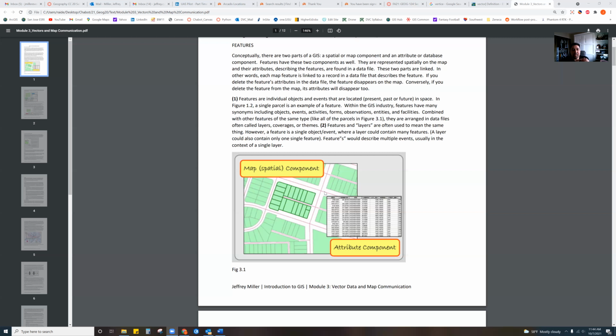And so that's what I just wanted to make sure that you guys understand and know how to distinguish the two different things. Features, when we say features, yes, features would describe multiple events, but usually in the context of one single layer. Okay.